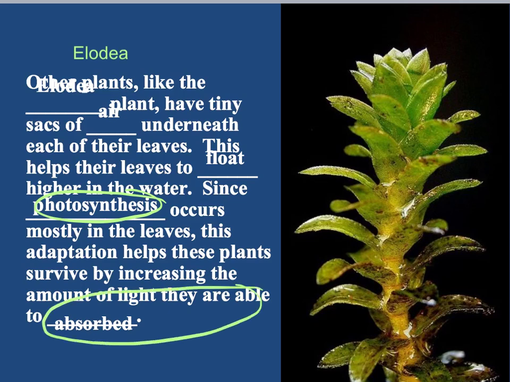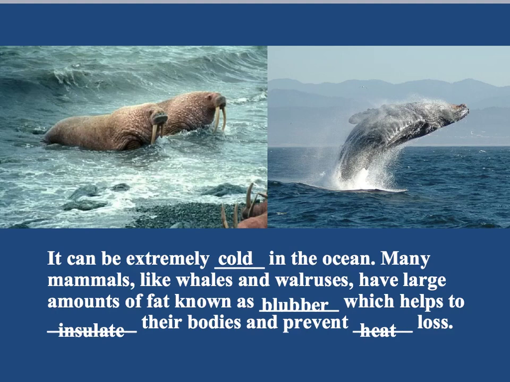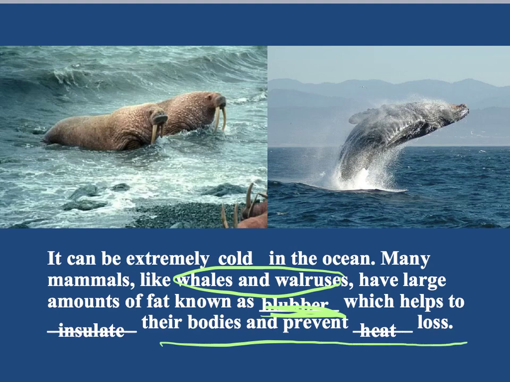And it can be extremely cold in the ocean. Many mammals, like whales and walruses, are known to have blubber, which helps to insulate their body and prevent heat loss. So you've heard of whale blubber before. If you haven't, now you have. It's their fat. And deep in the ocean, it can be very, very dark.